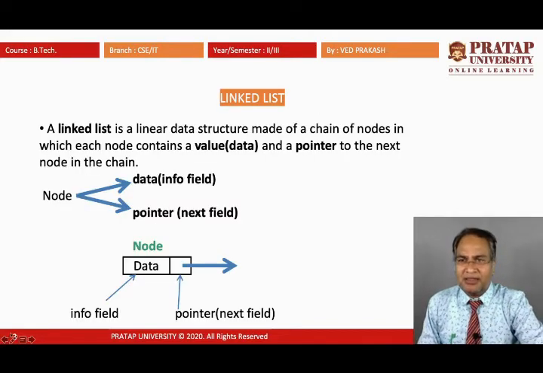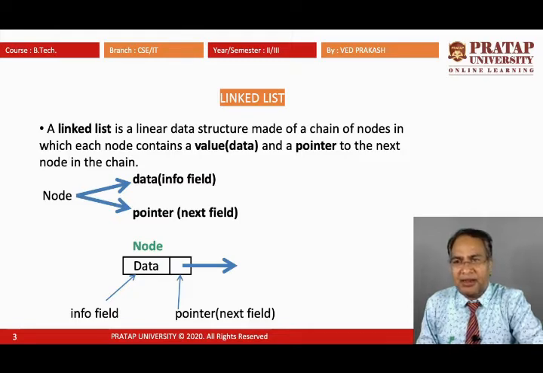Now, what is the linked list? A linked list is a linear data structure made of a chain of nodes in which each node contains data and a pointer to the next node in the chain. So basically we can say that a linked list is a collection of nodes, and the smallest unit of a linked list is known as a node.